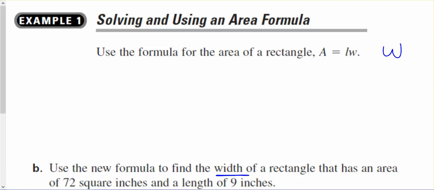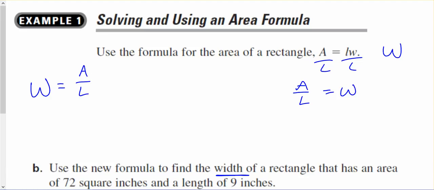So we ask ourselves, what is happening to the W? Well, when two letters are right next to each other, that means multiplication. So what would I do to undo multiplying L and W together? I divide by L. And now we've solved for W. W equals A divided by L. So we can rewrite that as W equals A divided by L.